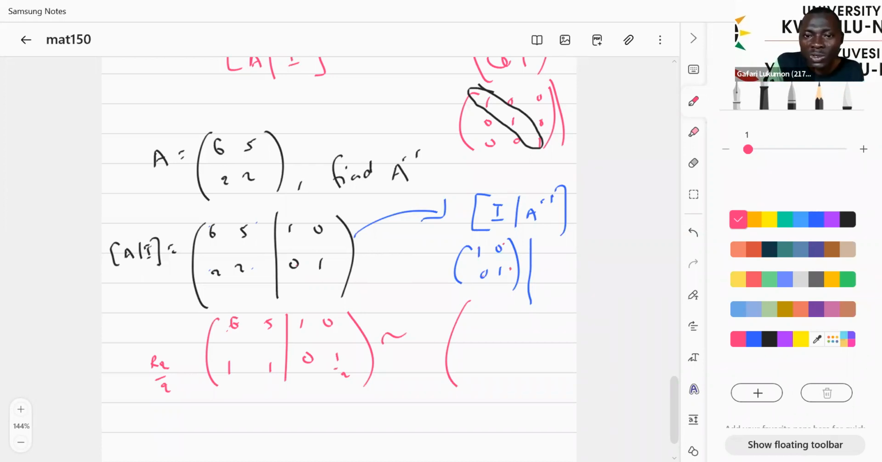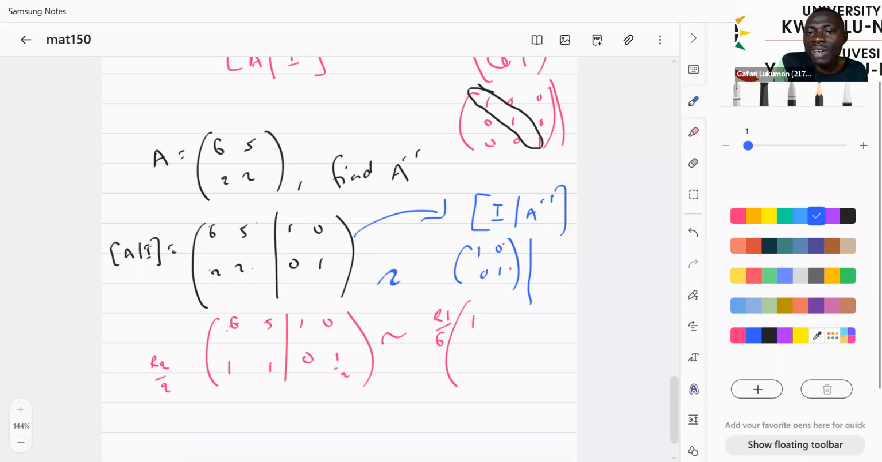Then you can now also say row 1 divided by 6. If you have row 1 divided by 6, then you are going to have 6 divided by 6, which is 1. Our mission is accomplished. 5 divided by 6 will give me 5 over 6. 1 divided by 6 will also give me 1 over 6. 0 divided by 6 will give me 0. I hope you understand. Now you can write this as it is: 1, 1, 0, half.